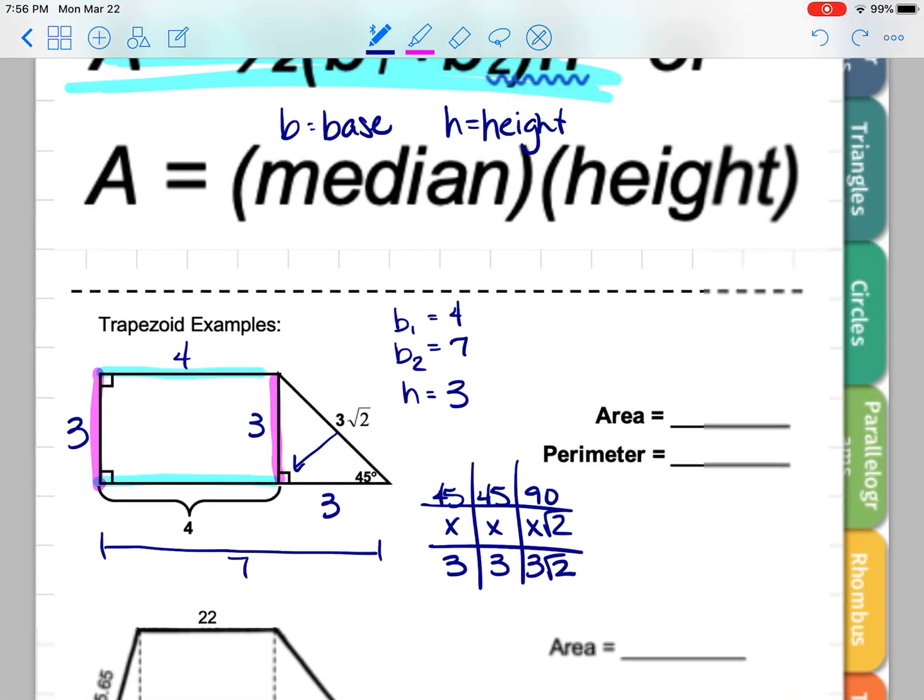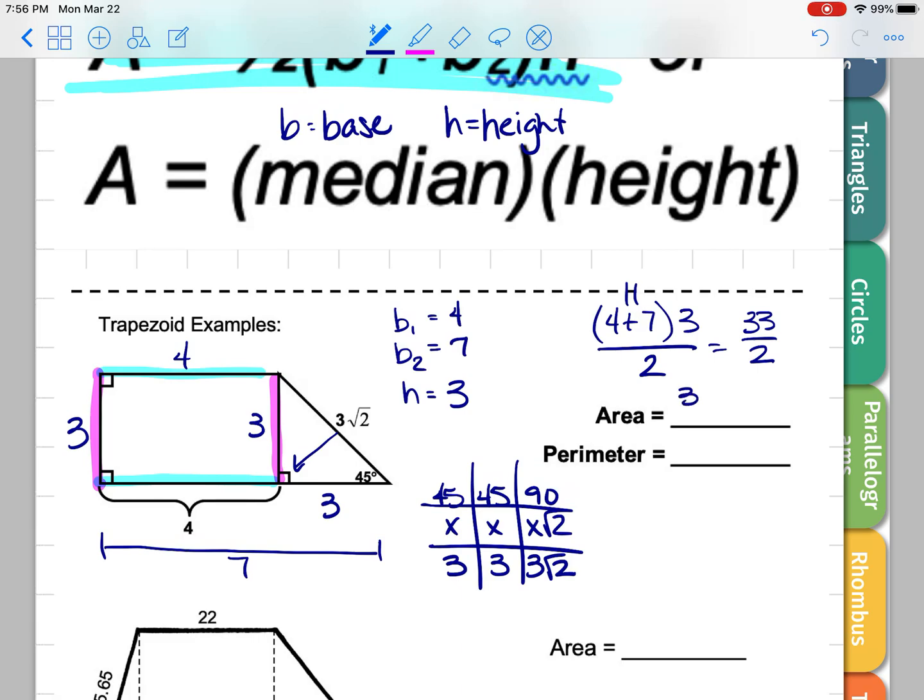Okay, here we go. Area, we're going to say base 1 plus base 2 times the height, cut in half. So 4 plus 7 gives me 11. 11 times 3 is 33 divided by 2. That doesn't divide evenly, so we can just leave it as a fraction or the decimal. It doesn't matter to me. And still no units, so unit squared.